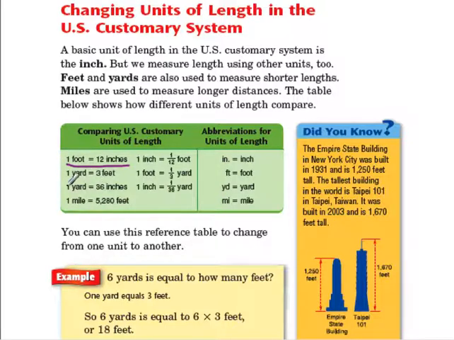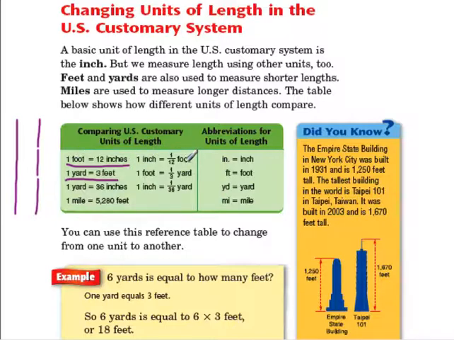If I had a yardstick, it's like putting 3 rulers together. So if I had 3 rulers side by side, length by length, that would make up 1 yard. So that's why we call it a yardstick. You might also hear it called a meter sometimes. That would be 3 feet, okay?